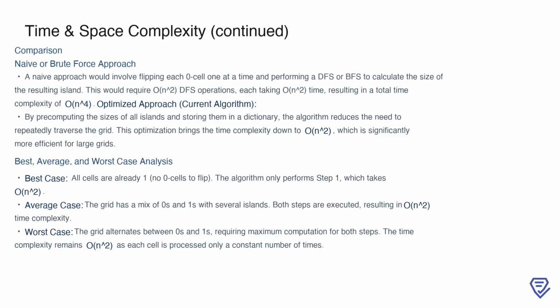When analyzing the best, average, and worst cases, the results are consistent. In the best case, where all cells are already 1, only the first step is executed, resulting in O(n squared) time complexity. For the average case, where the grid has a mix of 0s and 1s, both steps are executed, but the time complexity remains O(n squared). In the worst case, with alternating zeros and ones requiring maximum computation, the time complexity is still O(n squared), as each cell is processed only a constant number of times.